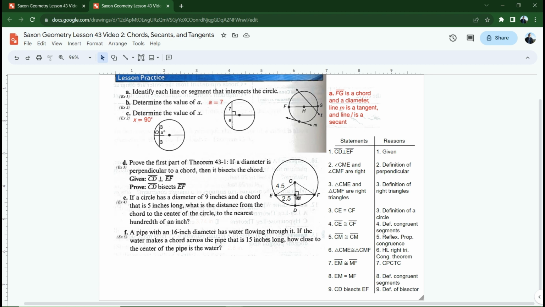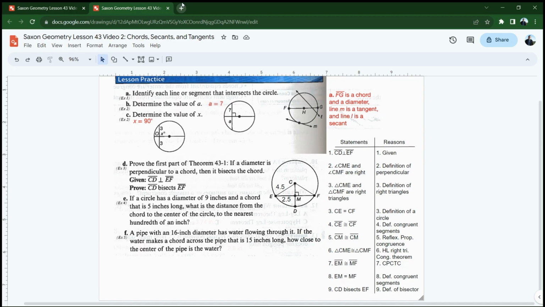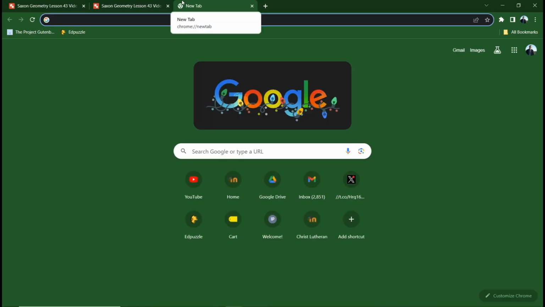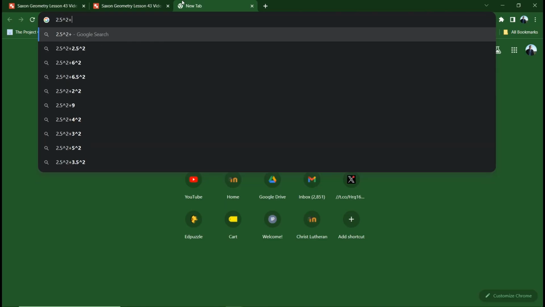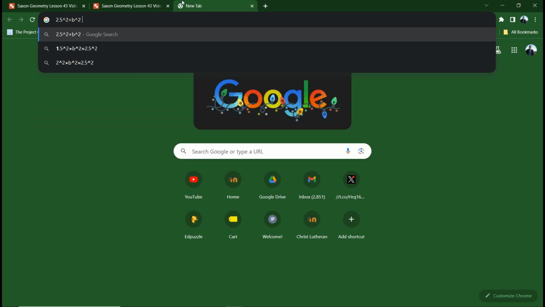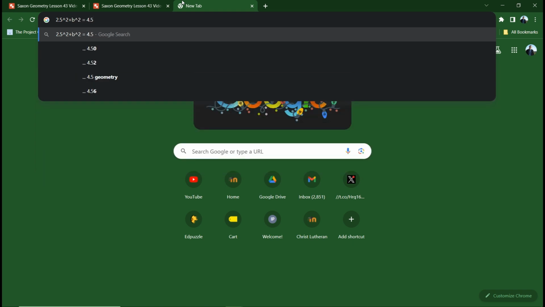Sure can, using the Pythagorean theorem. So let's go ahead and open a calculator and do that. I'm going to say that 2.5 squared plus b squared equals 4.5 squared. And wait a second, I'm just going to do some math here. I need to get b squared on a side by itself.